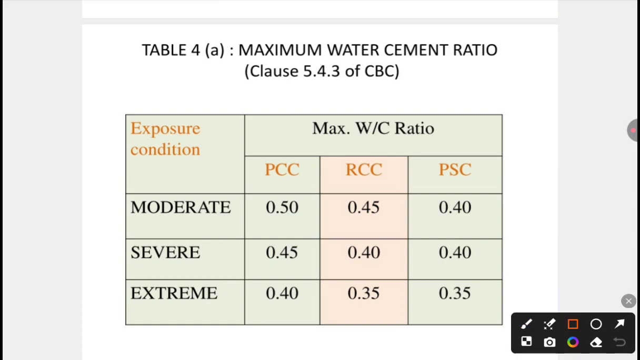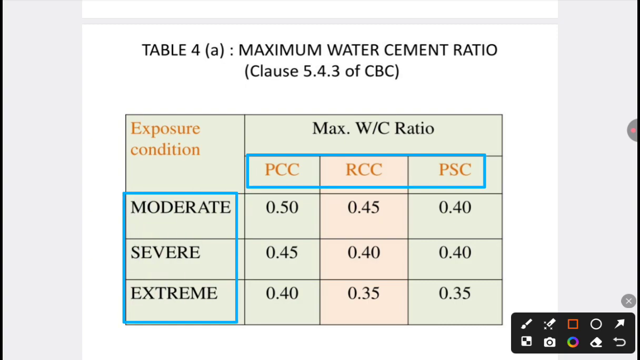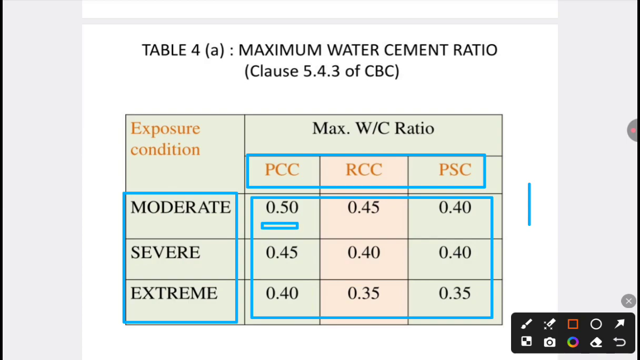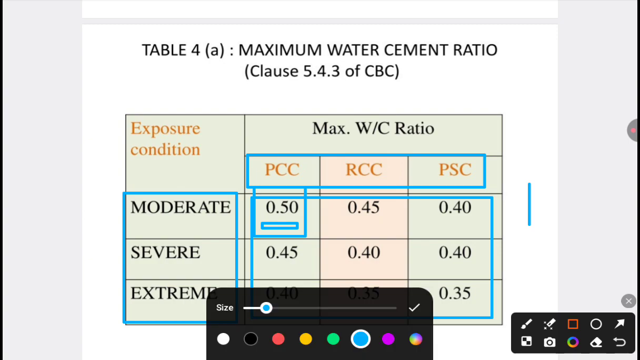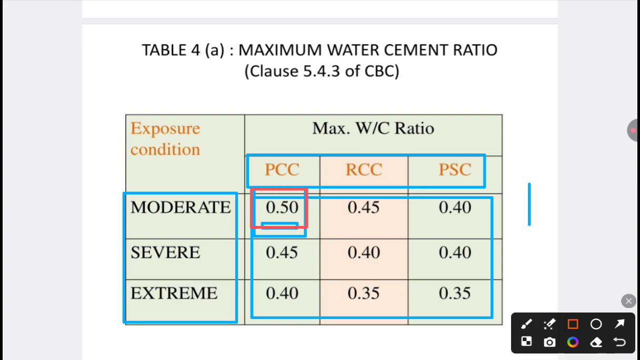As we have already discussed PCC, RCC and PSC, in the same conditions, moderate, severe and extreme, we have discussed the minimum cement quantity. Now we are going to see the water cement ratio. The water cement ratio for PCC in moderate condition is 0.5, severe condition is 0.4, and 0.4 is for the extreme conditions.